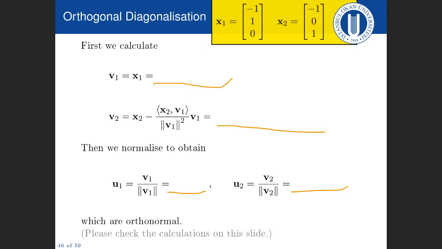Okay, let's start filling in these four blanks. First of all, v1 is the same as x1. So that's easy. v1 is minus 1, 1, 0.